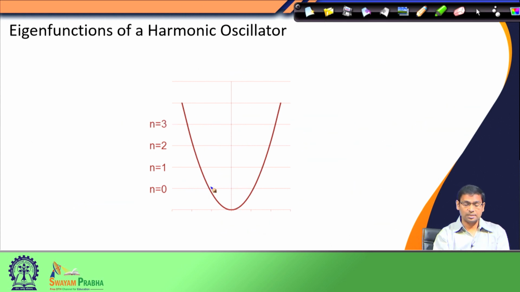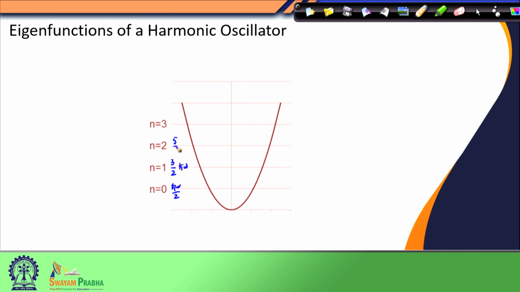So, this is the harmonic oscillator potential. If you remember the energy eigenvalues that we discussed, when n equals 0, 1, 2, 3, the energy values are all equispaced. Just to remind you, the energy here is half h bar omega, this is 3 by 2 h bar omega, this is 5 by 2 h bar omega, and so on. And this is the lowest eigenvalue or the lowest state of the harmonic oscillator, and the energy that it has is called the zero point energy.